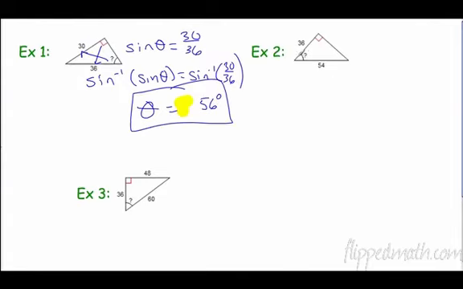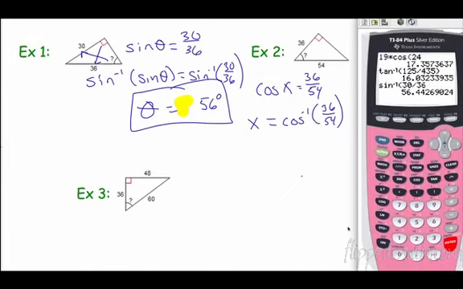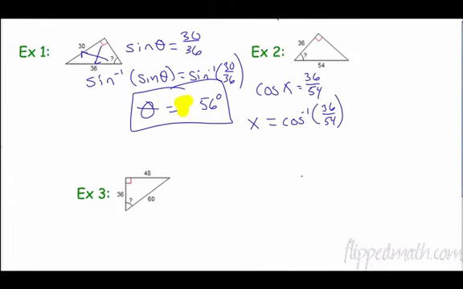Let's do this one. We have adjacent and hypotenuse. Adjacent, that's cosine, so cosine x equals 36 over 54. So I'm going to undo it by doing the inverse cosine of 36 over 54. Plug it in, see what we get. Second cosine, 36 divided by 54. And we get 48.1, so we'll call it 48. So x is 48 degrees.